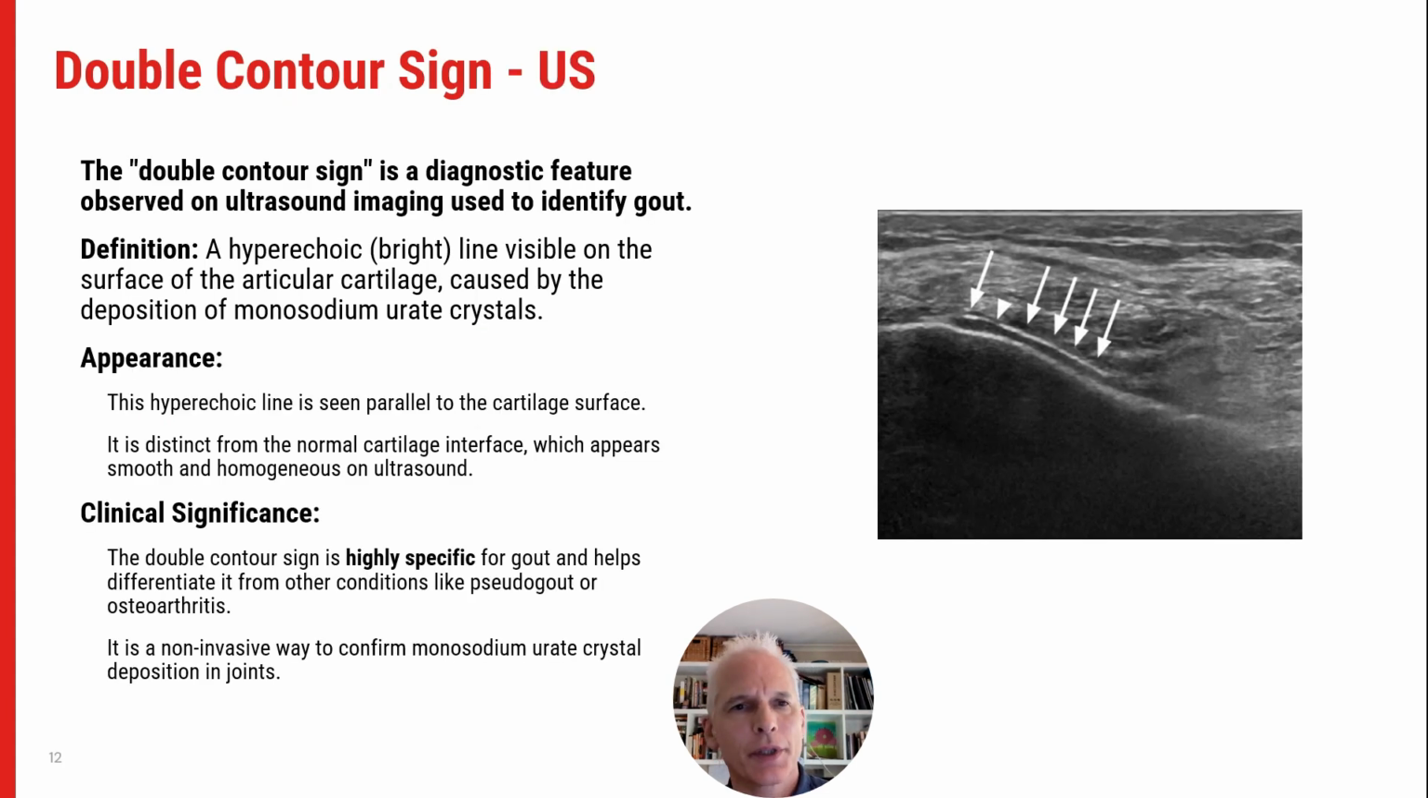So the double contour sign, you can see in this imaging here that when they look at the surface of the joint, there's this interesting sign called the double contour sign where you actually get two lines, which is the monosodium urate lining the surface of the cartilage. And so that is a fairly classic sign. So do remember to use an ultrasound or referral for ultrasound if you want to avoid doing aspiration of the joint.